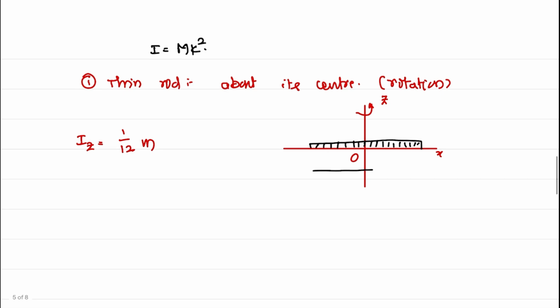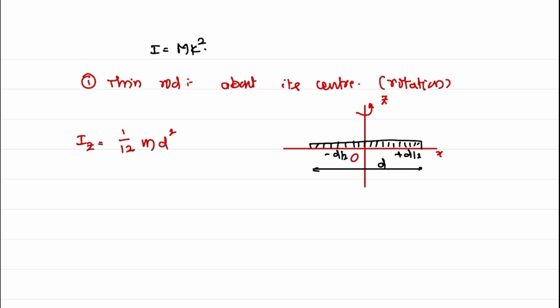This total distance, let us say, is d. This is plus d by 2, this is minus d by 2. When we take the linear values, what happens? Plus d by 2 and minus d by 2, these values will get cancelled. We have to take the absolute values. Please remember that. M into d square.